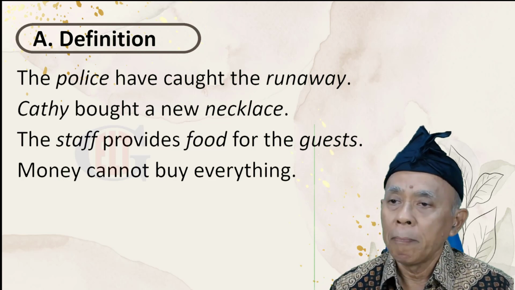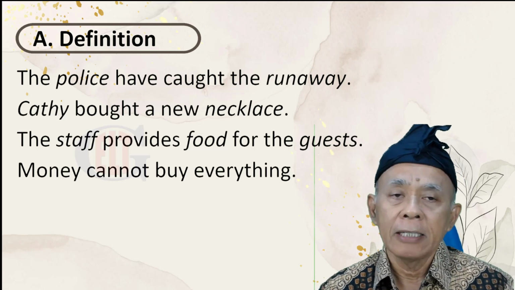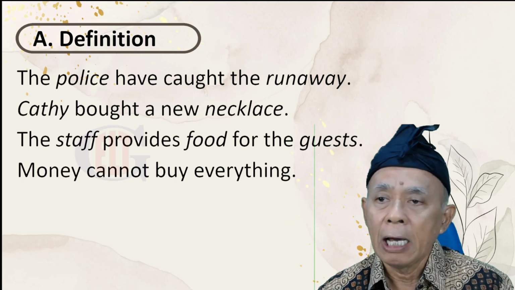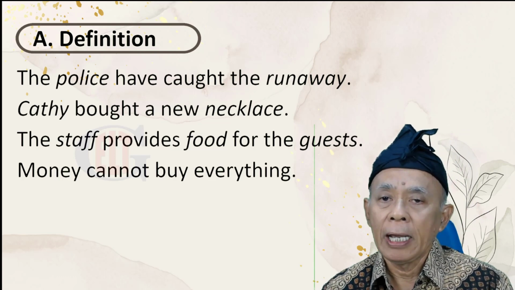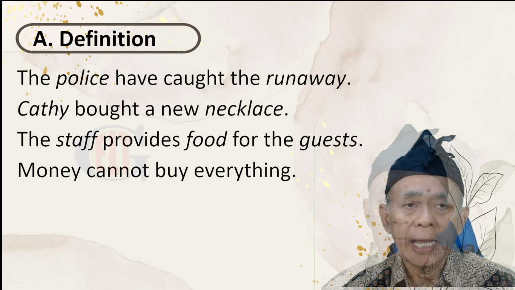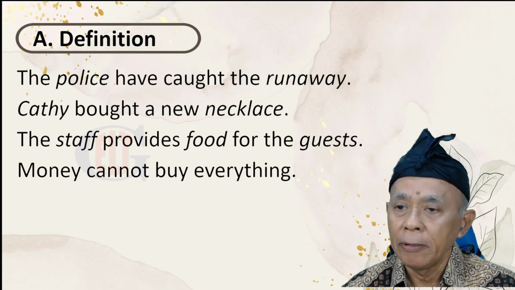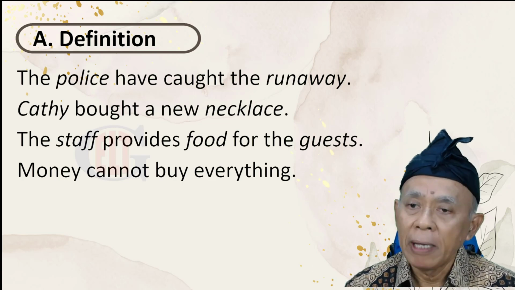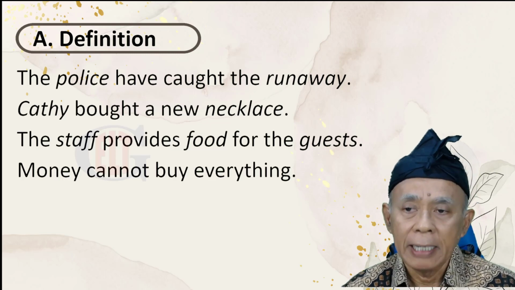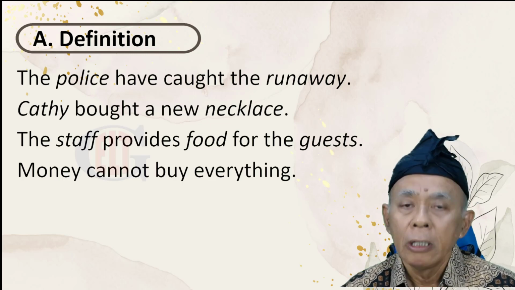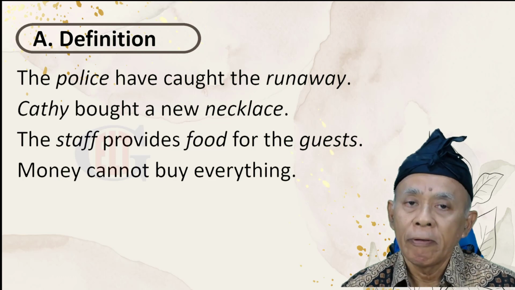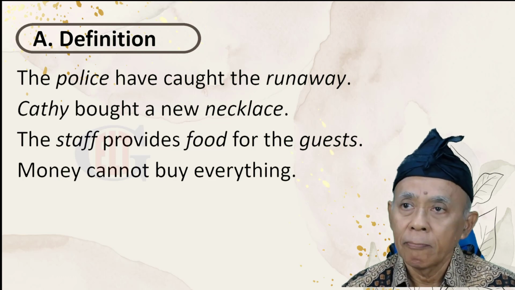In the next example, the staff provides food for the guests. Here we have three nouns: staff, food, and guests. The last example, money cannot buy everything. Here we have money and everything as nouns. You can identify a noun from the function of a noun in a sentence.